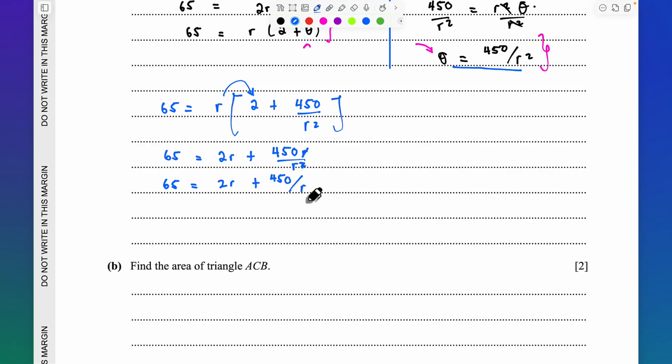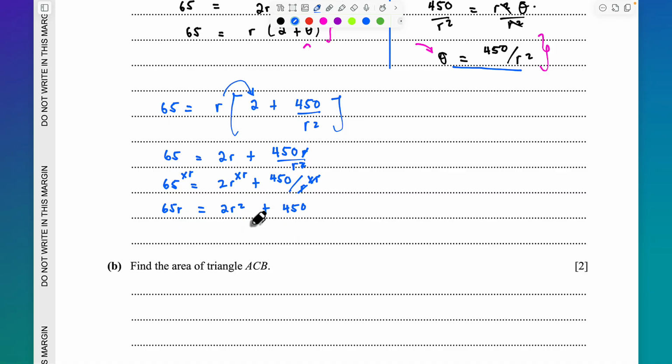Now, we don't like unknown values as denominators in our equations. So we're going to multiply each of these values by r. It's going to cancel over here, so we don't have a denominator anymore. But remember, what you do to one expression, you have to do to the whole thing. So that's going to turn into 65r is equal to 2r squared plus 450. And this is a quadratic equation, because we have a squared expression, an r expression, and a constant.